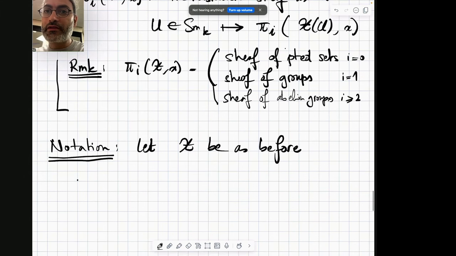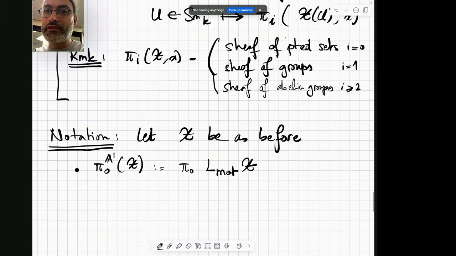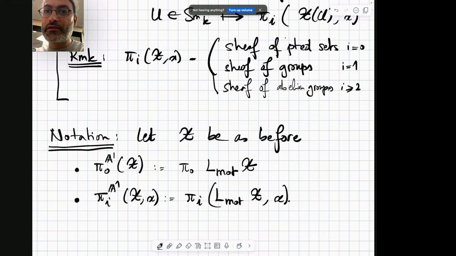So we define the pi 0 A1 of X. This is defined to be, you apply this motivic localization functor. So you turn your X into a motivic space in the universal way, and then you apply to it the pi 0 I just defined before. That's in the case where we don't have a point, and if we have a pointed object, then we can define pi i's in a similar way. So we look at the pi i of the motivic localization of X, and it still has a point. So that makes sense.